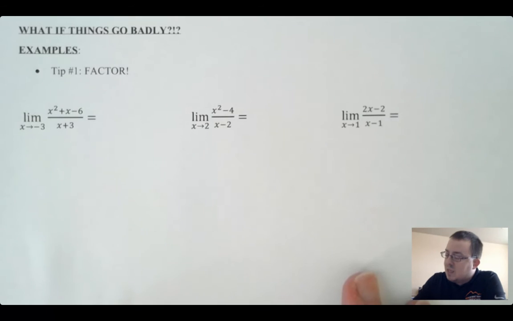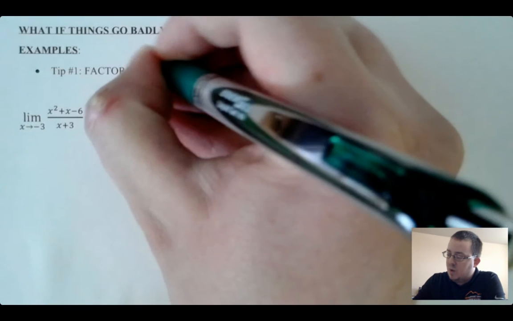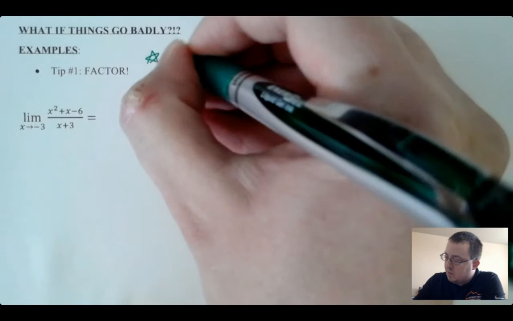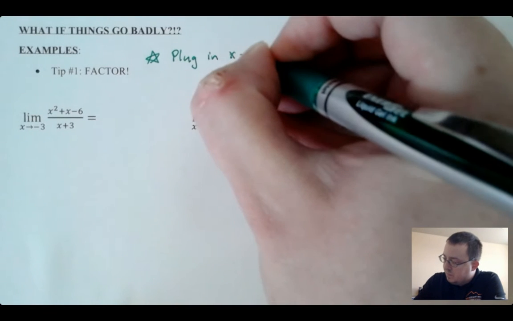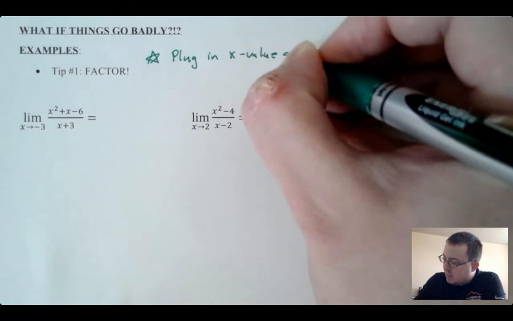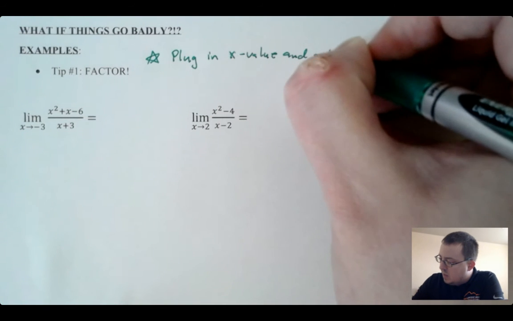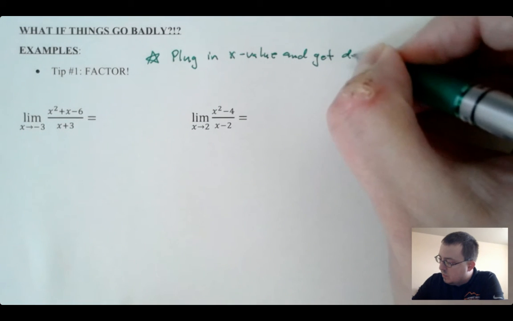The main thing that's going to go badly is when we plug in our x value and get denominator equals 0.